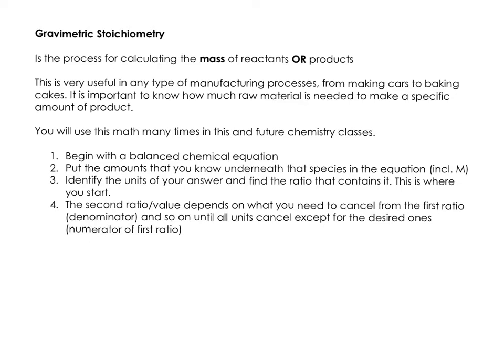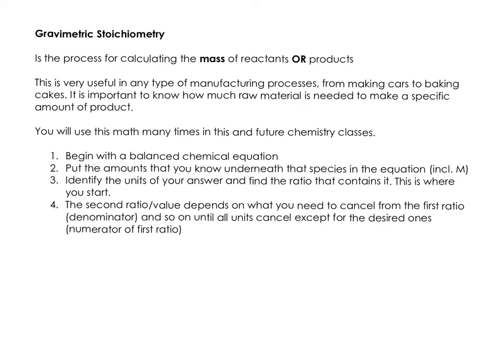You need to know how much raw material you need to make a specific amount of product, and you'll need to know how much doesn't get used up. So you'll use this math many, many times in this course and in any future chemistry classes. It starts the same way basically as using chemical formulas, in that the first two steps are the same. You have to have a balanced chemical equation, and then you put in the amounts that you know underneath, including ratios.